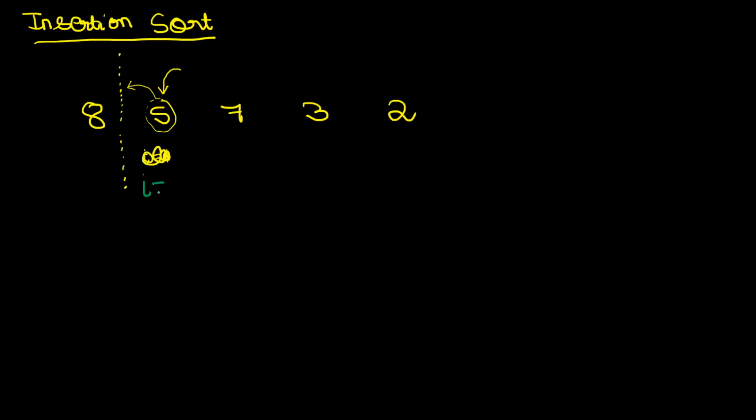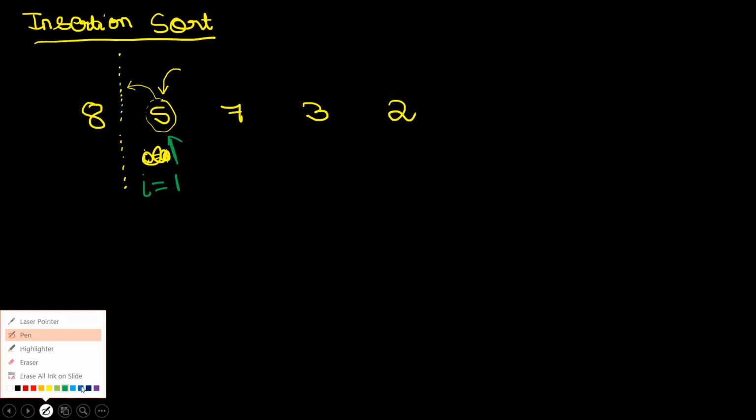So first of all, I am at index number 1. First of all, my i is equal to 1. What does it mean? It means that I want to insert the element that is present at index 1. i equal to 1 means I want to insert the element that is present at index number 1.